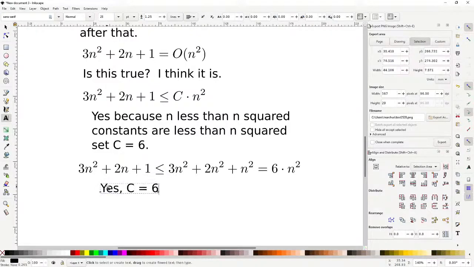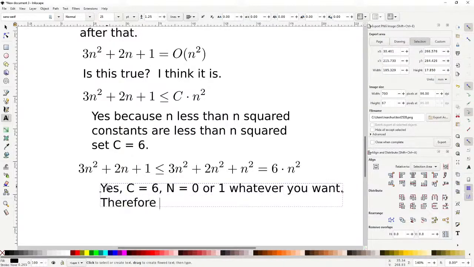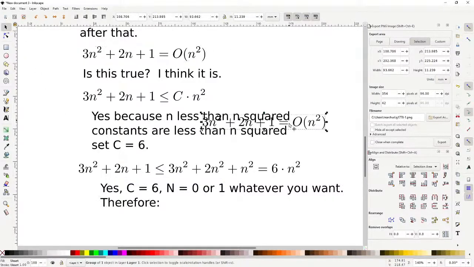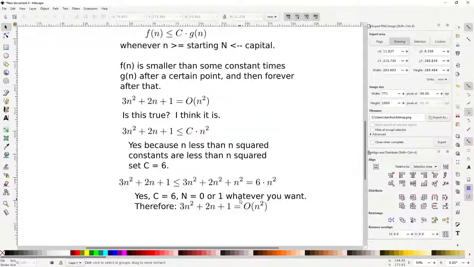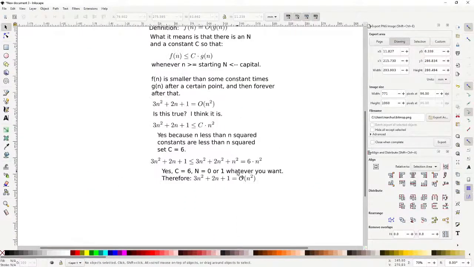We pick c equal to 6. Big N, we can even set it equal to 0 or 1, whatever you want. And therefore it's true that 3n squared plus 2n plus 1 is big O of n squared. Okay, so that's a decent example.